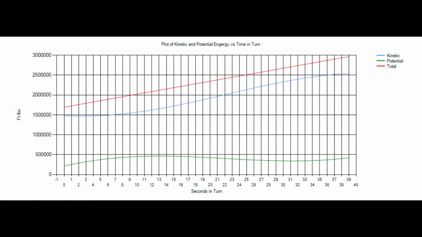And we see the green line, and that directly tracks the altitude of the airplane that we saw in the prior chart perfectly, because that's what potential energy is, merely the altitude of the airplane times its weight.